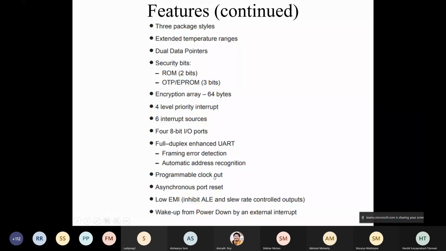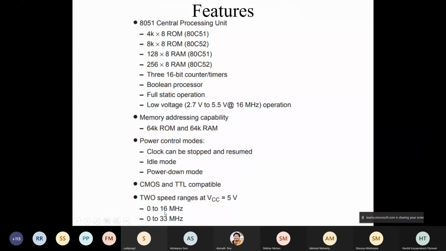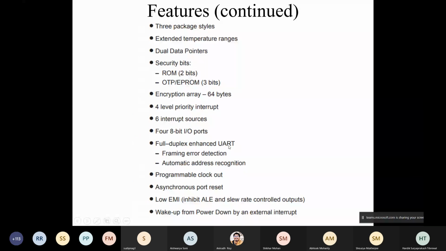Then programmable clock out. That means you can take out the clock in certain microcontrollers, and those clock frequencies can be programmed. Also some of the peripherals like UART and timers can be fed with different clock frequencies. So your processor can run at, let's say, 16 megahertz, but your UART can run at 1 megahertz, your timer can run at 0.5 megahertz, and so on. You can program your clock and then apply it. And also you can take out the clock from the chip in certain microcontrollers.